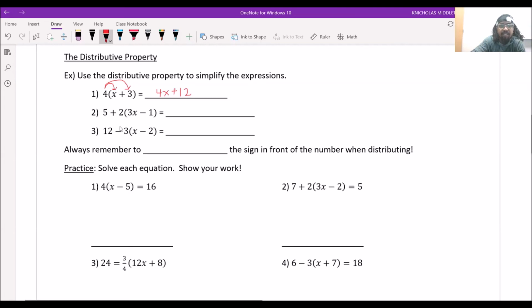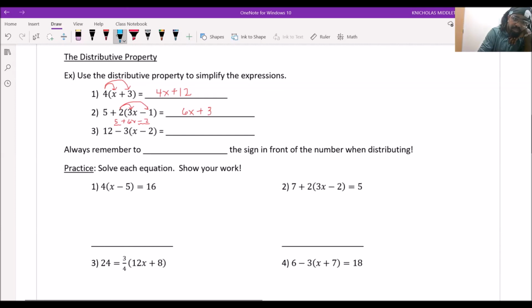Notice in number 2 that we have 5 plus 2 times 3x minus 1. It's important for us to realize that the 2 is the number that's being distributed inside of the parentheses and not the 5, right? The 5 is next to an addition sign. 2 is not next to an operation sign. There's no operation sign between the 2 and the 3x, so we know that that's distributing. 2 times 3x gives us 6x. 2 times negative 1 gives us minus 2. And then there's a 5. So here we can add our like terms and say 5 minus 2 is 3, positive 3. So 6x plus 3 should be our answer.